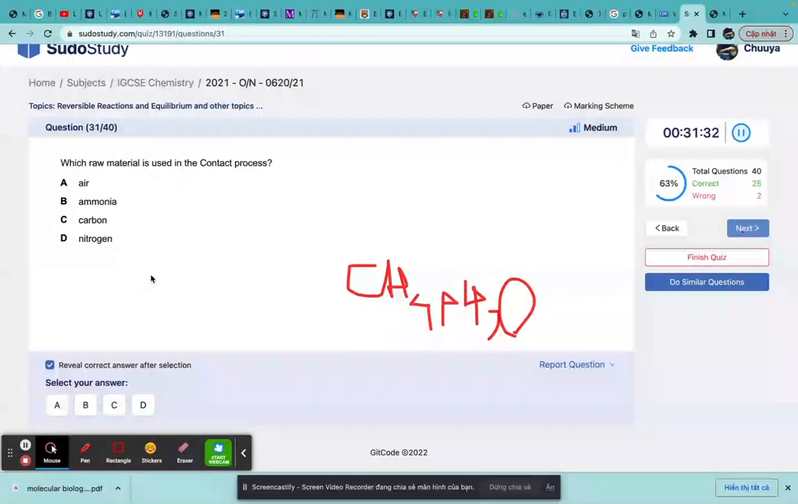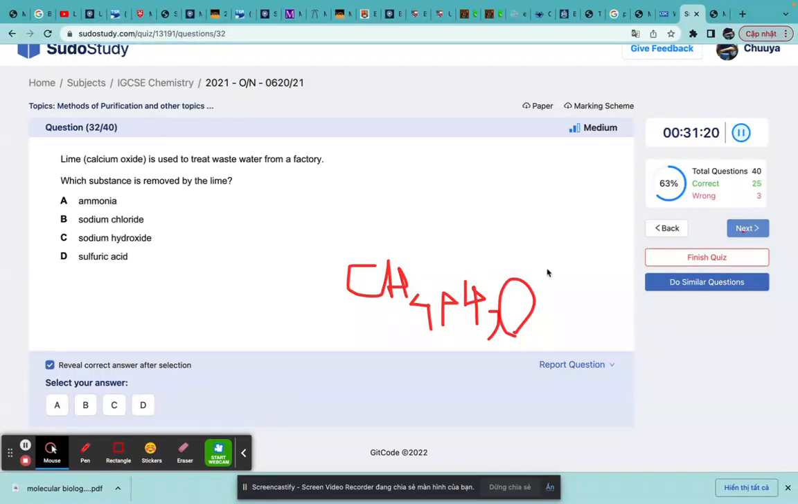Contact is created with use carbon. Oh, air, because you can't exclusively get carbon or oxygen, that'd be expensive. Okay. Which substance is removed by the lime? Okay. This one is a base, so it removes sulfuric acid.